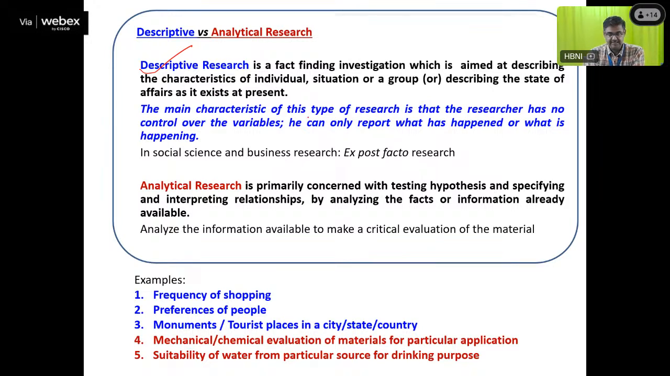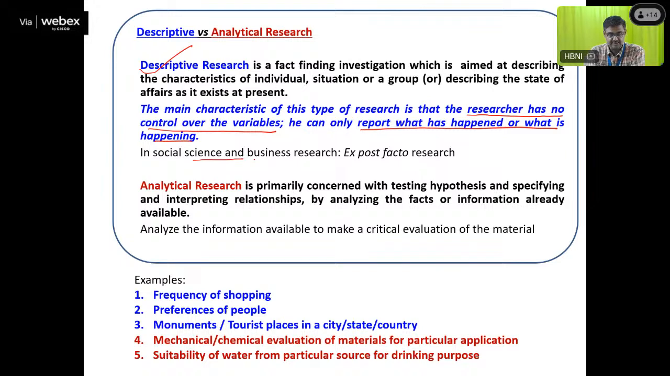The main characteristic of descriptive research is that the researcher has no control over the variables. He can only report what has happened or what is happening. So somebody who is doing descriptive research has no control over the variables, and can only report what has happened or what is happening.